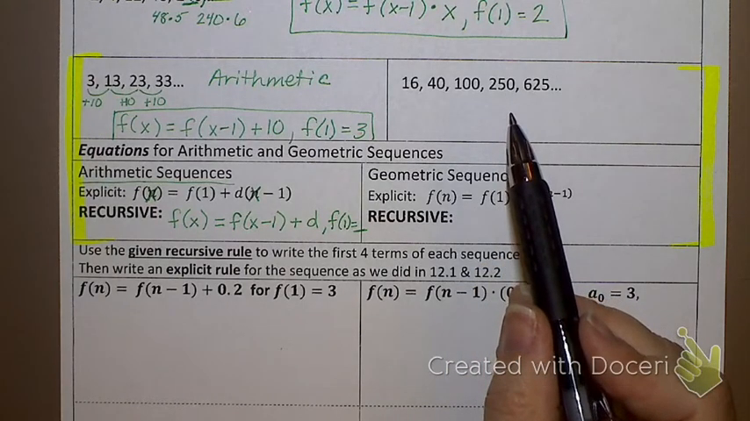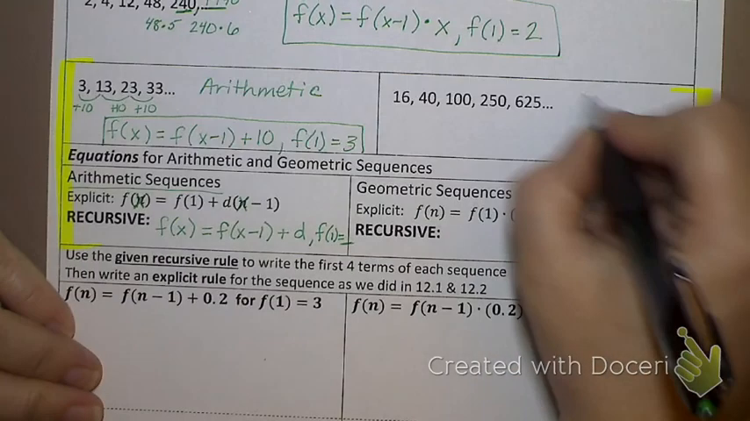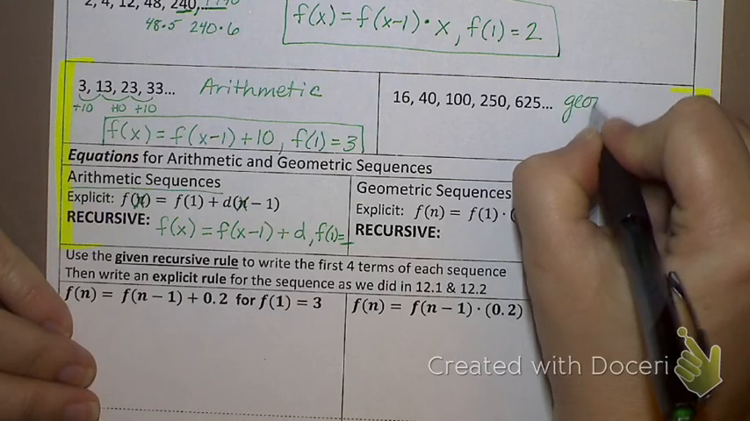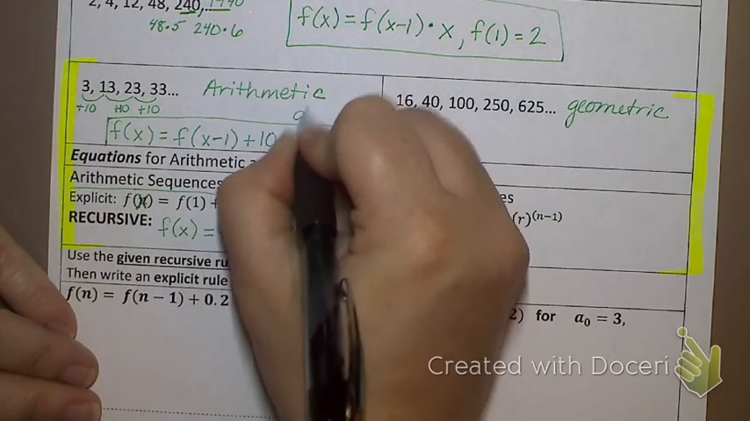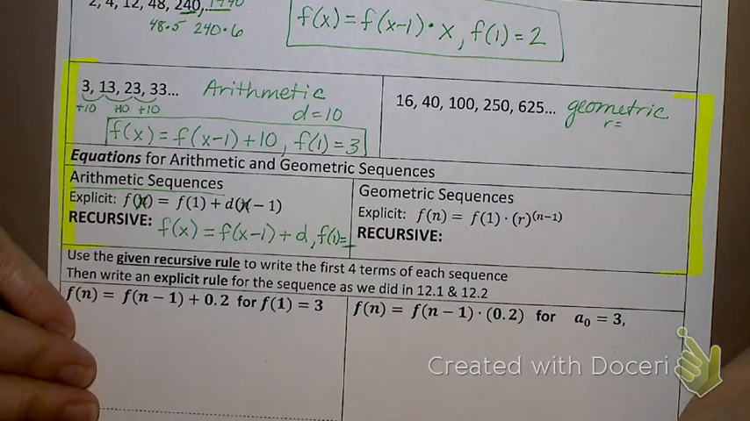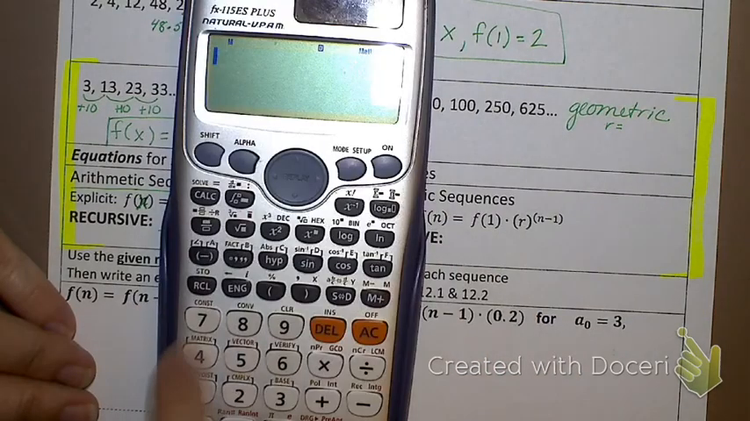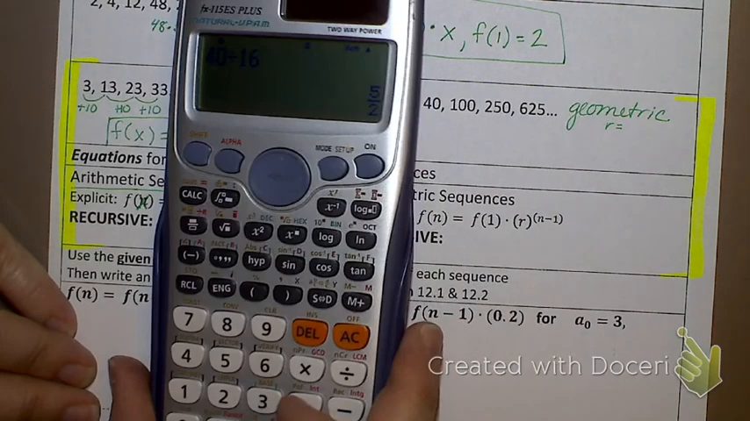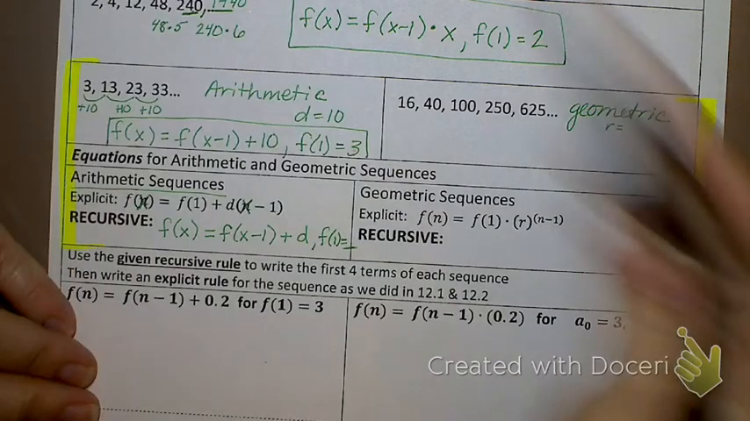What do I have? Geometric. Okay. If it's geometric, what is my R value? This one I had a D value of 10. What's my R value here? How could I find that? 40 divided by 16? 5 halves. There's a glare on there, but that says 5 halves. Yeah? You okay with that?